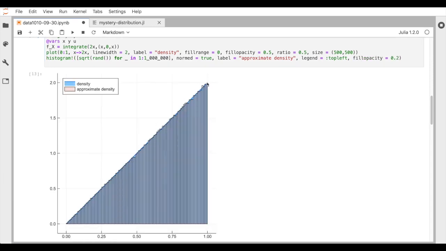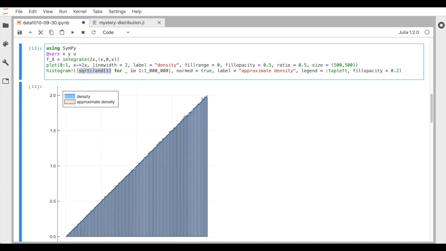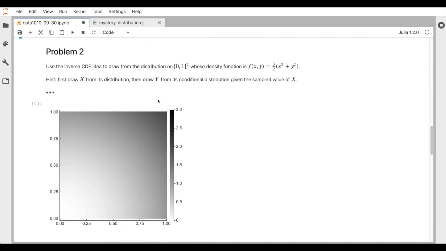So that looks very good. We feel we did successfully generate from this distribution with this formula, square root of a uniform random variable. So in this second problem, we'll do something significantly more challenging. We'll use the same idea, but to generate from a joint density on the square.